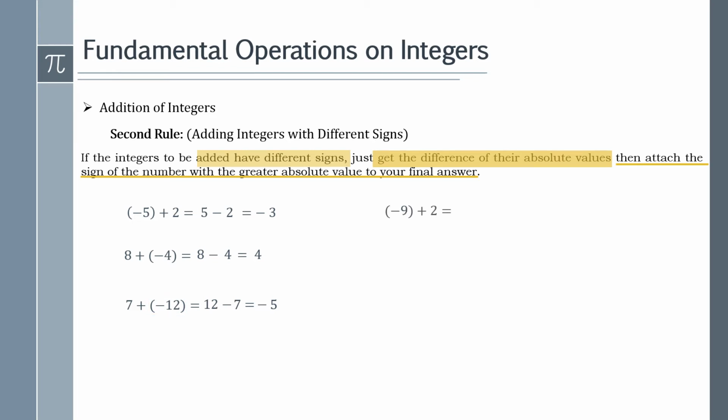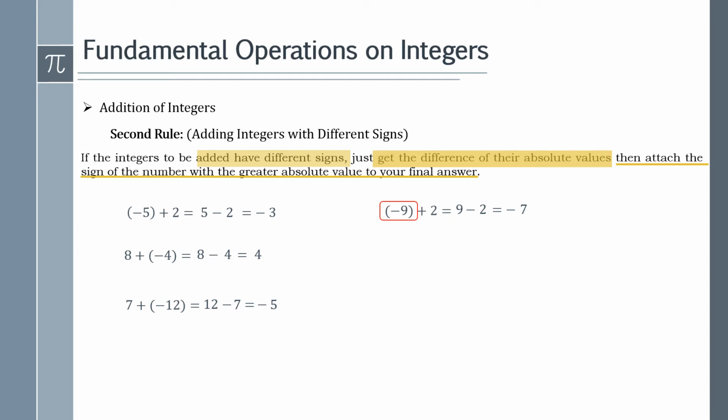Okay, another. So, we have negative 9 plus 2. Different sign. Check. Yes, they have different sign. So, sabi, pag different sign, anong gagawin? Kukunin natin yung difference ng absolute values nila. So, absolute value ni negative 9 is 9 minus absolute value of 2. Then, 9 minus 2, that is equal to 7. Again, yung sign, ano yung sign na kukunin natin? I-check natin, ano yung mas malaki? Si 9 or si 2? Siyempre, si 9. Ano yung sign ni 9? Negative. So, you attach negative to your answer. Okay? So, meaning, negative 9 plus 2 is negative 7.